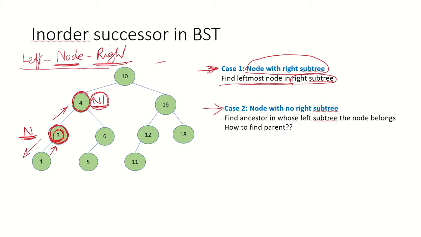So what is the logic? The logic is that we have to find the ancestor in whose left subtree the node belongs. And this ancestor should be the deepest node in whose left subtree the node is, because n is in the left subtree of node n1 also and node n2 also, but the deepest node is node n1. So n1 would be the successor of node n, and this is the logic that we are going to use when we are going to write the pseudocode.